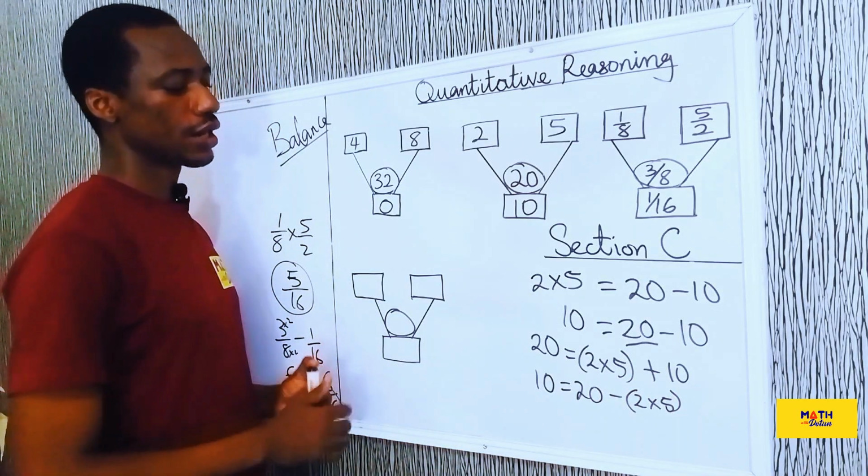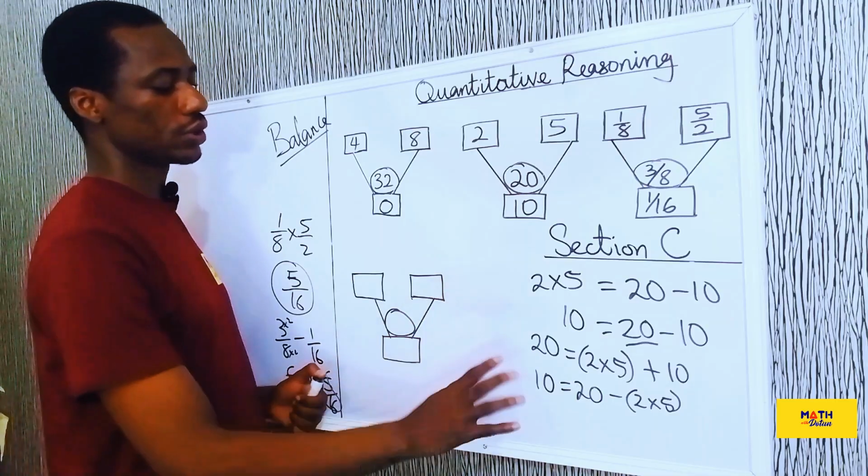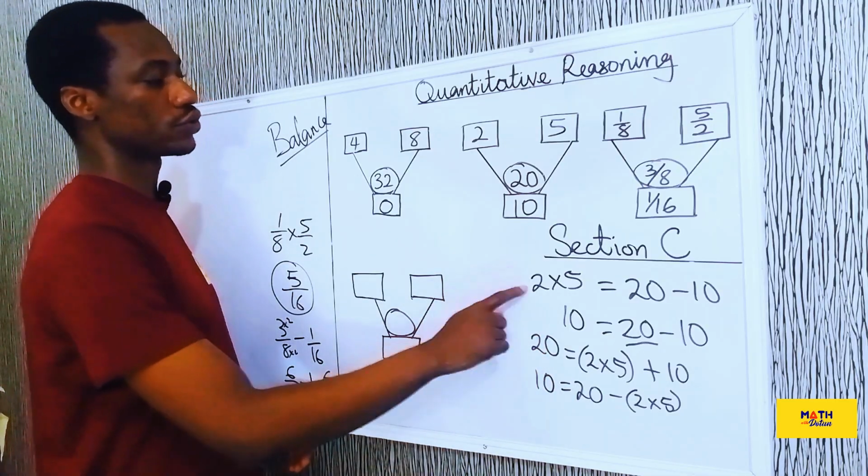What other thing are we looking for? Now we're done with this side. So we're looking for 2 and 5.